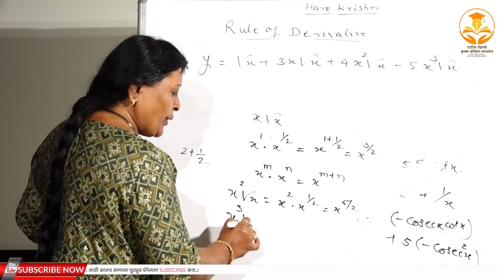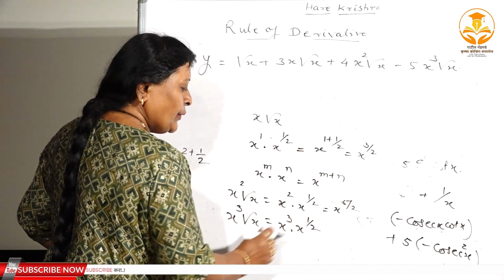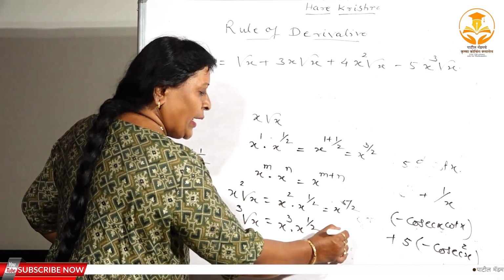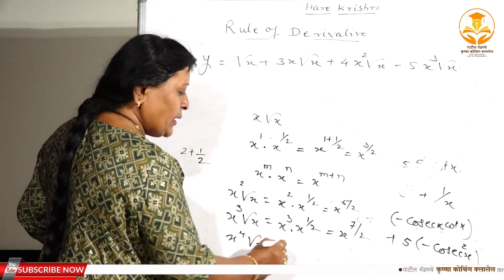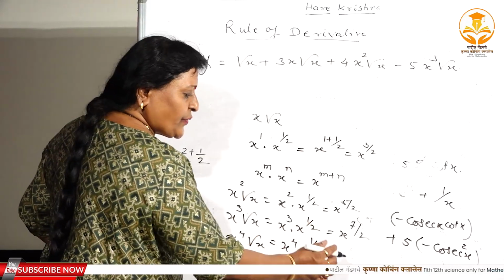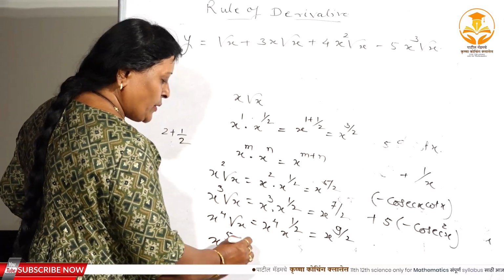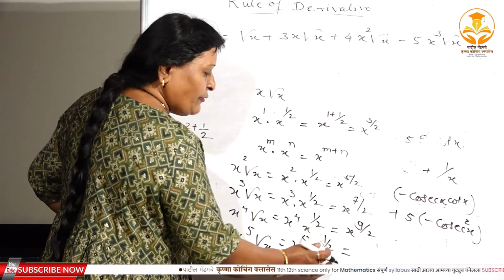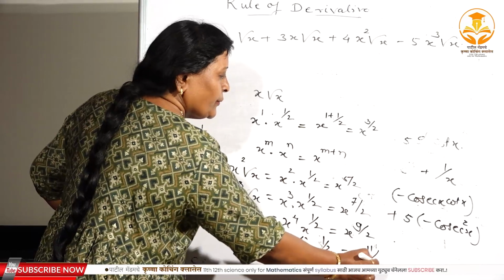असं असेल x cube root x. Again see x cube and the power of x is 1/2. Again 3 plus 1/2, 3 twos are 6, 6 plus 1 is 7/2, x to the power 7/2. x to the power 4 root x. Again see x to the power 4, x to the power 1/2, 4 twos are 8, 8 plus 1 is 9, means x to the power 9/2, isn't it? x to the power 5 root x. Again x to the power 5, x to the power 1/2. Again 5 twos are 10, 10 plus 1 is 11, 11/2, right?